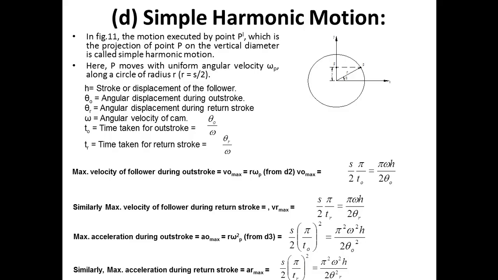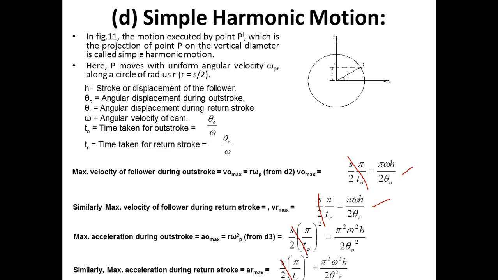But the formula for this by using simple harmonic motion: the maximum velocity during outstroke will be pi omega h divided by 2 theta naught. You don't take this for the starting one. Just note down this final equation. You don't need derivations for this, so directly note down the equation: pi omega h divided by 2 theta, where it is theta naught for the outstroke and theta r for the return stroke.